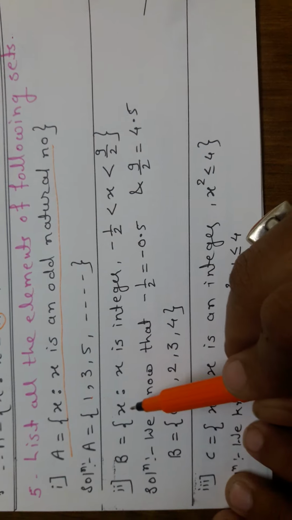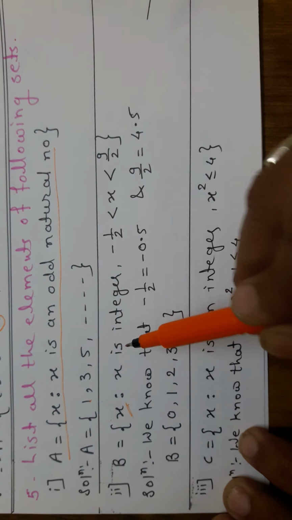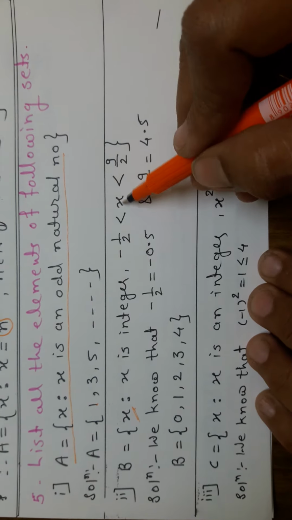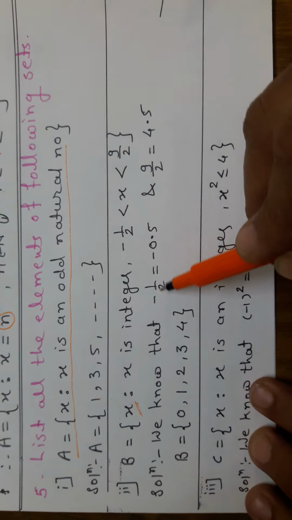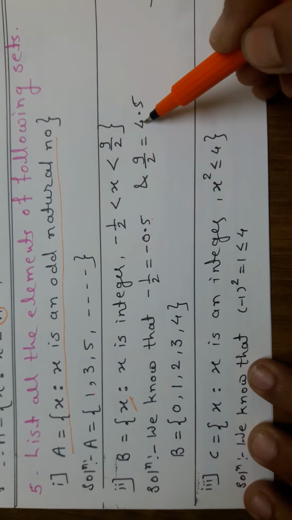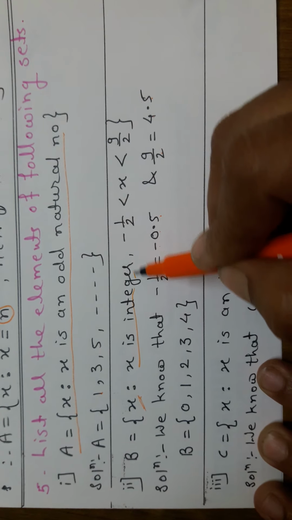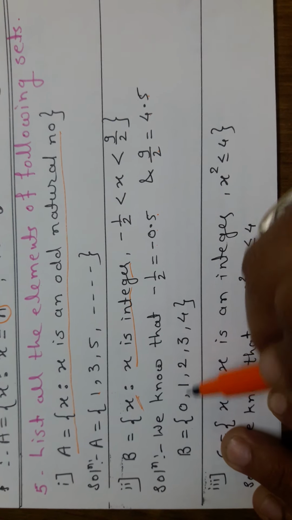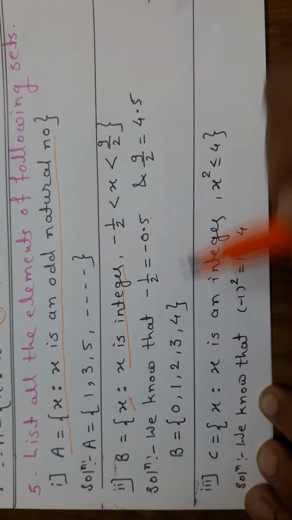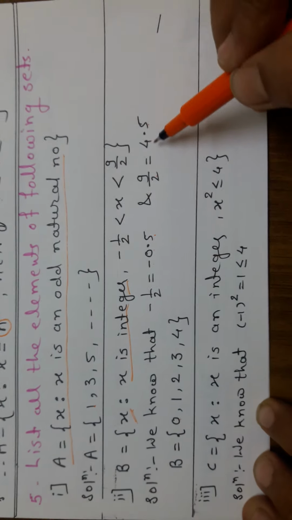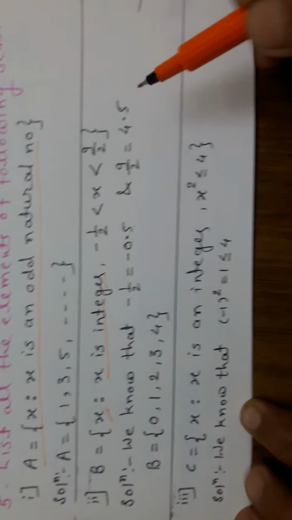Second, B is equal to the set of x such that x is an integer, but x is greater than minus 1 by 2 and less than 9 by 2 strictly. We know that minus 1 by 2 means minus 0.5 and 9 by 2 means 4.5. We want x is an integer. That's why this set B is equal to 0, 1, 2, 3, 4. 0 is greater than minus 0.5 and 4 is less than 4.5.